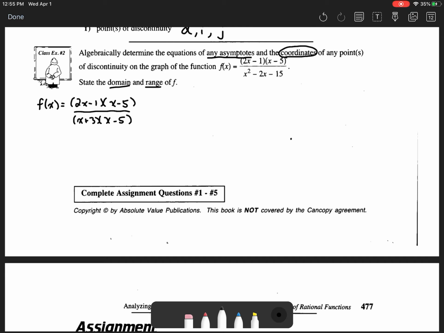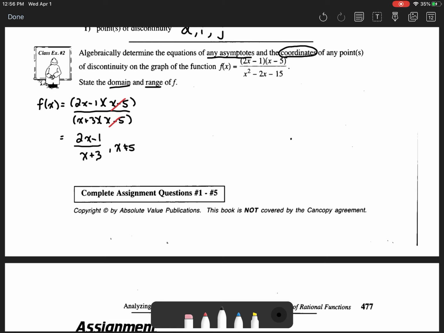So when I take a look at that, they do share a common factor of x minus 5, which I'll be able to cancel out, which simplifies my function to be 2x minus 1 all over x plus 3, where again I have to not forget about what I just canceled out, so I'd say x cannot be equal to 5, and there you go. So that's basically the simplified version of the original function that they gave me.